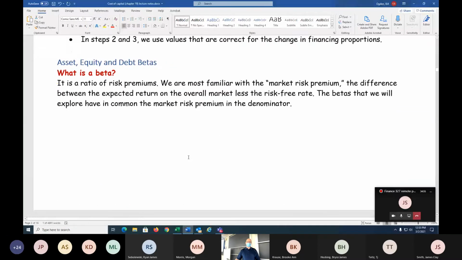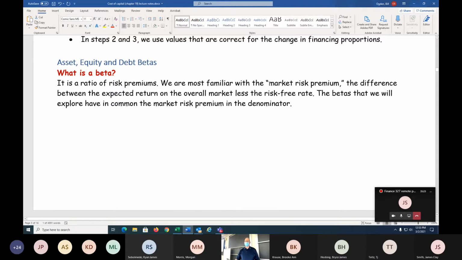All right, here's something we have to know: the concept of a beta. I'm sure you're like me, if you need a beta, you look it up online, right? But there's more than equity betas. What is a beta? It's a ratio of risk premiums. What's a risk premium? Premium means in addition to. So there's some base, and then something in addition to that base.